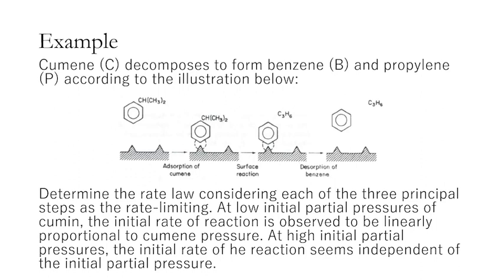We are talking here of the initial partial pressure of cumene and the initial rate of reaction. Therefore, all of the terms containing the concentrations of benzene and propylene would have to be removed from our expressions. Let's go back to the board.